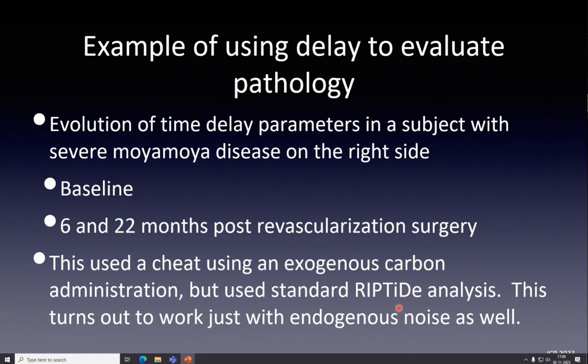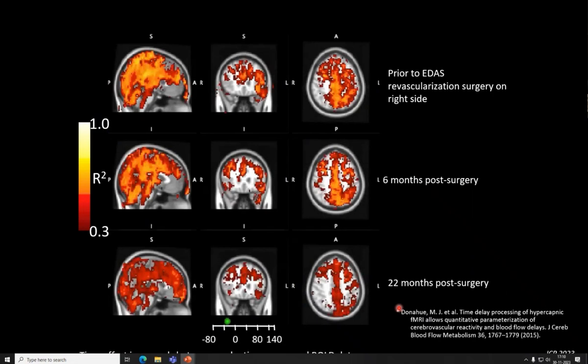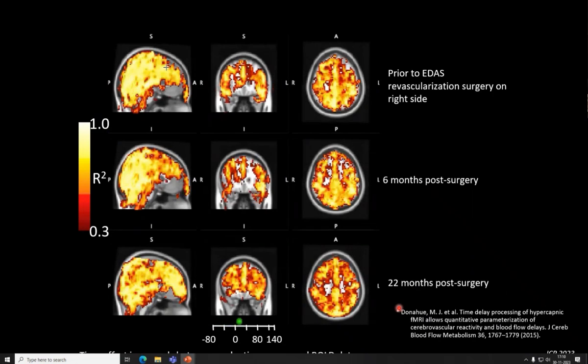Okay, so here's an example. I'm going to cheat a little here, and I'm going to show you some data that we got working with Manus. This is from Moyamoya. This is not using endogenous noise, but it does show the pattern of evolution of blood as it flows through the brain. So keep that in mind. This is better than any data we would normally get in a single subject. This is looking at one of his endarterectomy patients.